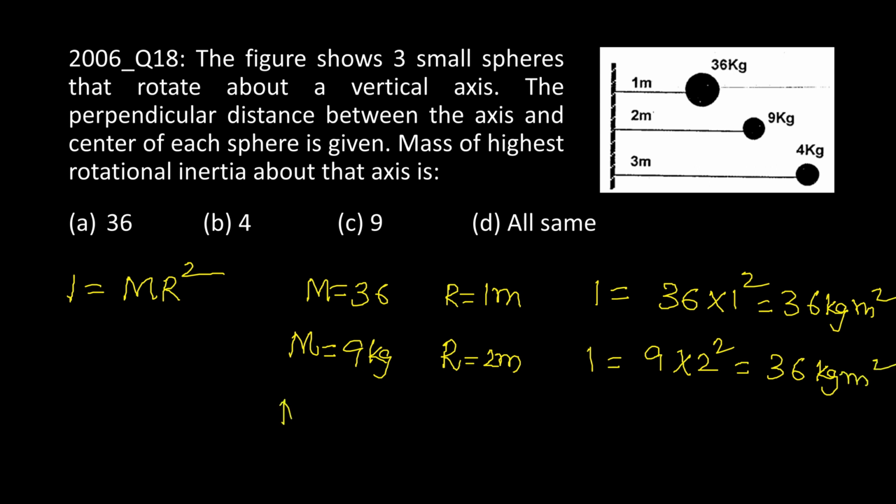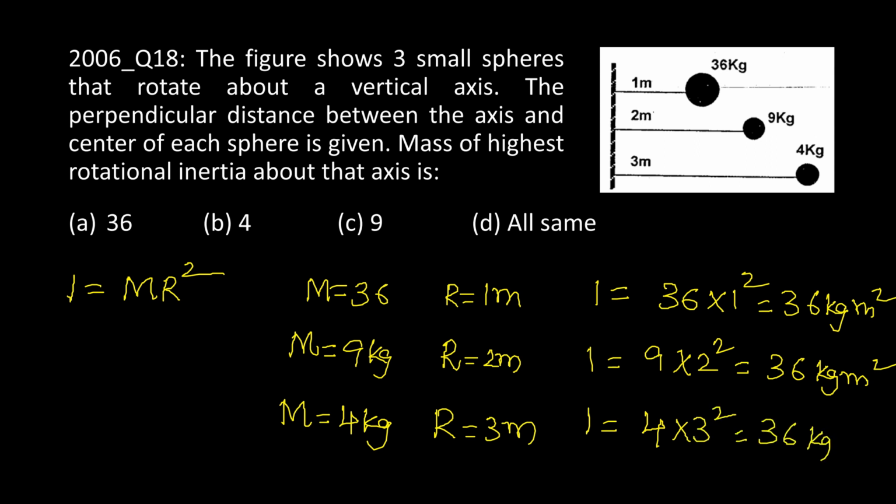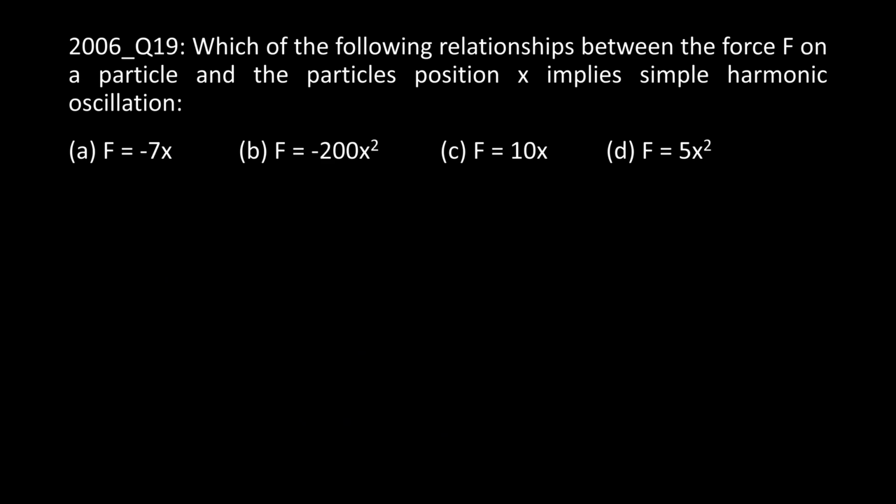For the other mass, that is 4 kg, r is given as 3 meters. Moment of inertia I is equal to 4 r squared, that is 4 times 3 squared, which is equal to 36 kg meter squared. So for all the systems, the moment of inertia is the same, that is 36 kg meter squared. So the correct answer is option D, all same. Moving on to the next question.